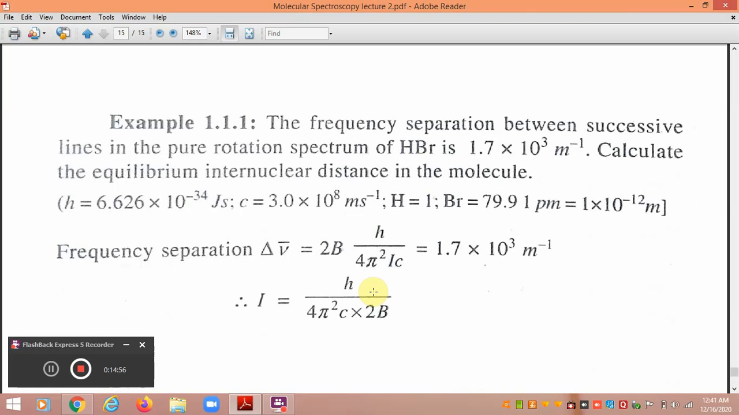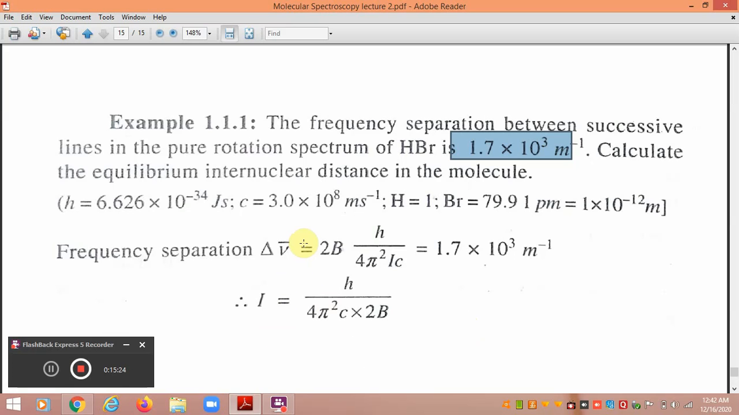This is one numerical. Yes, numericals can be asked to you. The frequency separation between successive lines in the pure rotational spectrum of HBr is given as 1.7 into 10 raised to 3 per meter. Calculate the equilibrium internuclear distance in the molecule. The internuclear distance can be calculated with the help of the formula for the moment of inertia, I is equal to mu r square. That's why r is equal to under root of I upon mu.